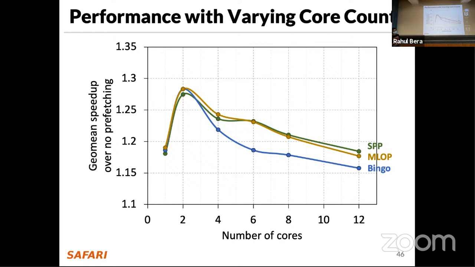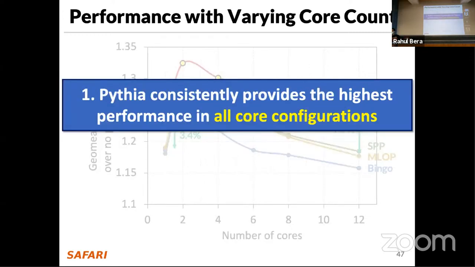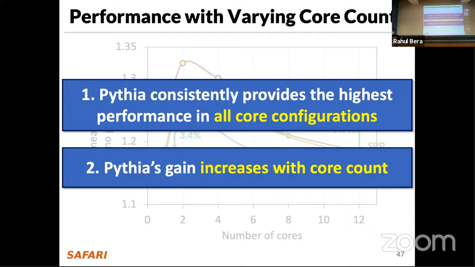In this case, we are increasing the number of cores on the x-axis. So this is how prior prefetchers perform, SPP, MLOP, Bingo. And this is what Pythia performs. As you can see, Pythia significantly outperforms prior prefetchers in all types of core configuration. In single core, it outperforms the next best prefetcher by 3.4%. In 12 core, it outperforms by 7.7% on average. So the takeaway here is that it not only outperforms in all core configurations, but also the performance improvement increases with the number of cores.